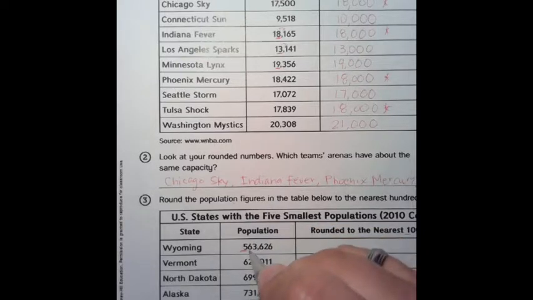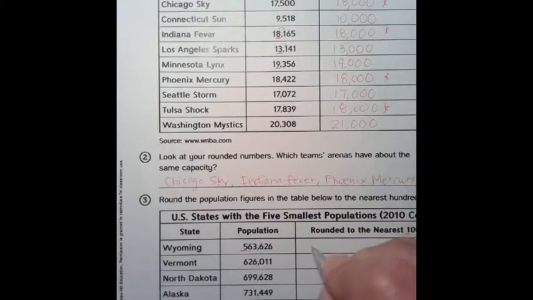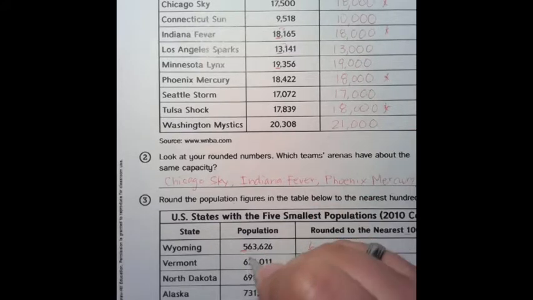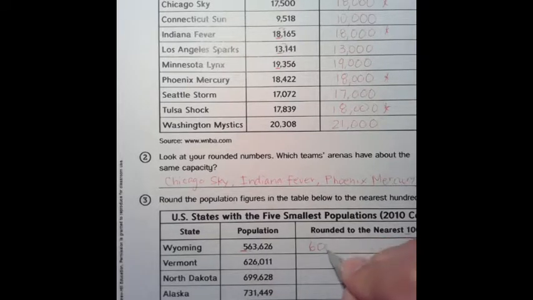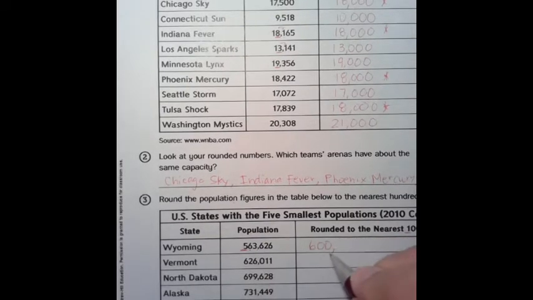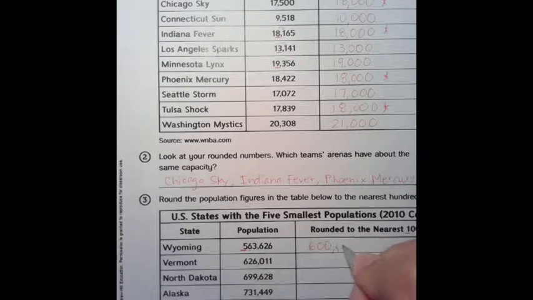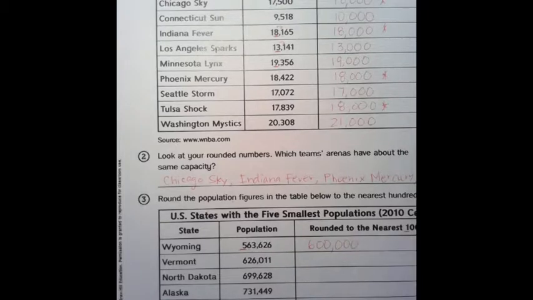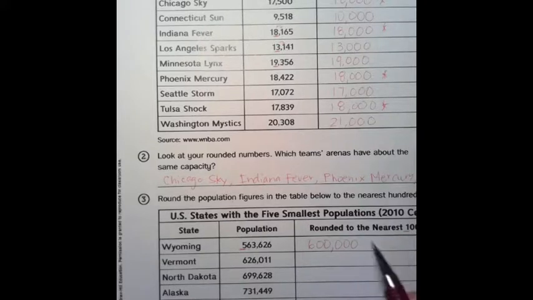So since it's a 6, that's 5 and above, which means we're going to have to give this one a shove up. So that's going to be a 6, and then just like we did before, everything after the stop sign becomes a 0. So that 6 becomes a 0, the 3 becomes a 0, and we're going to rewrite the comma there. This 6 becomes a 0, that 2 becomes a 0, and that 6 becomes a 0. And you know your answer is right with the amount of zeros when you're rounding to the nearest 100,000, and you'll see that your answer is in the 100,000s, so it's 600,000.